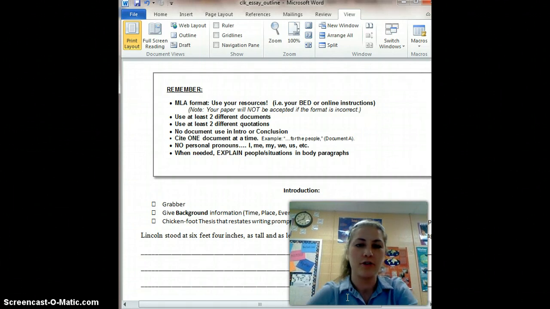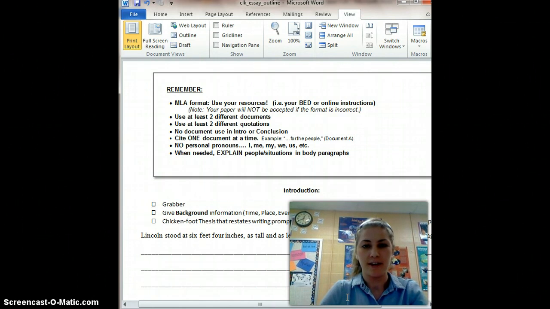Okay guys, today I'm going to show you how to write the introduction. So the introduction starts out with a grabber, as you can see from our outline that we provided you. And a grabber is just what it says it is. It grabs the attention of the reader. Remember that your teacher's grading 120 of these, so you want to make sure that you grab her attention. Okay? So you're going to use some kind of statement that really stands out.